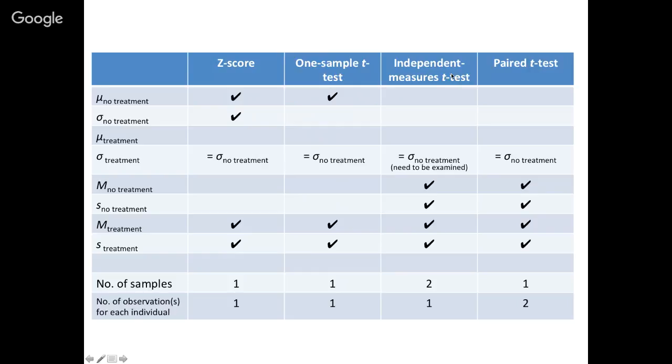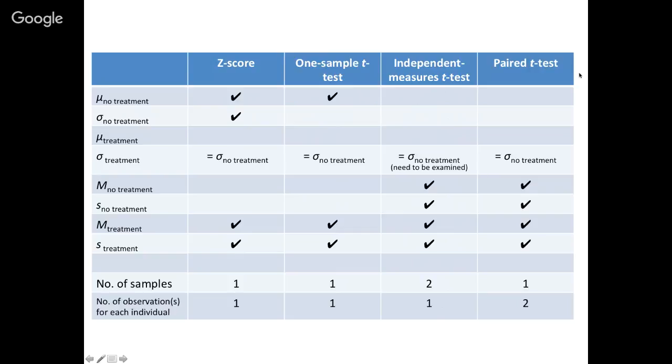For the independent measure t-test, you see here, we don't know all of these population parameters, but we know the sample statistics, the mean and standard deviation for two groups. So when we have two samples with different individuals in each sample, and we have one observation from each subject, and we want to compare the population means between these two groups, then we need to use the independent measure t-test.